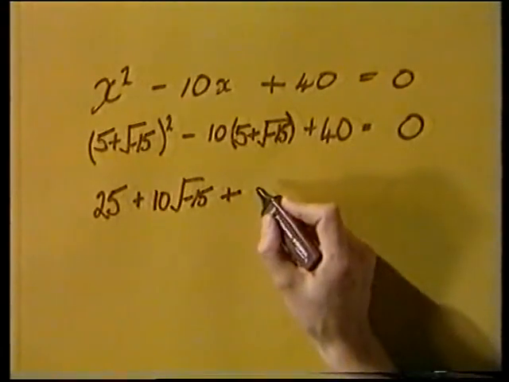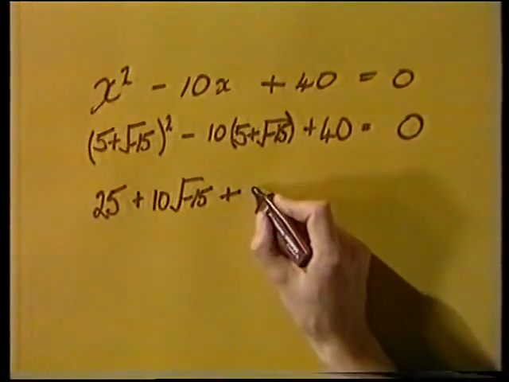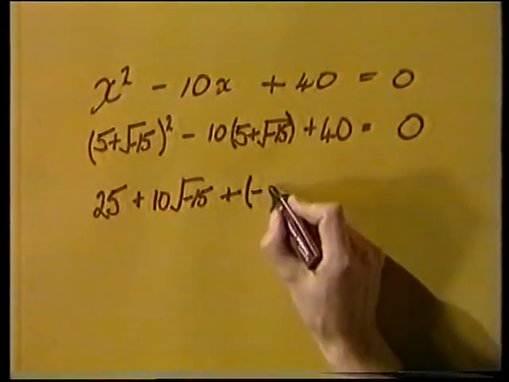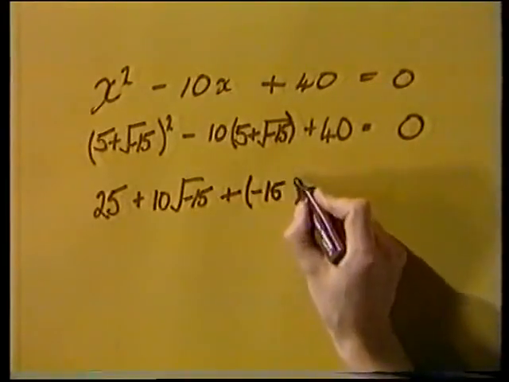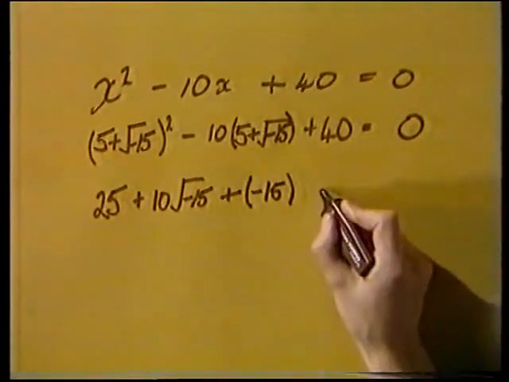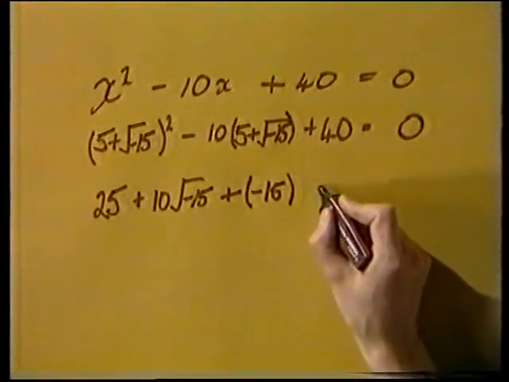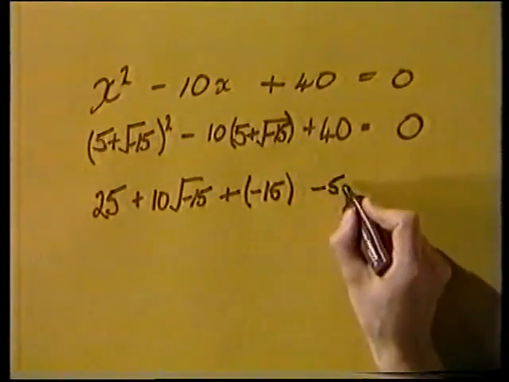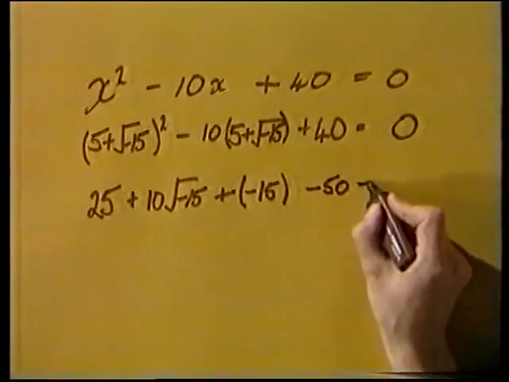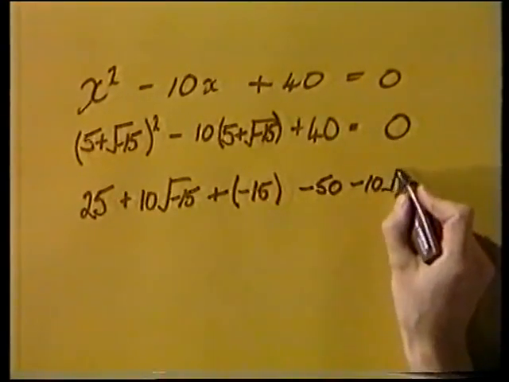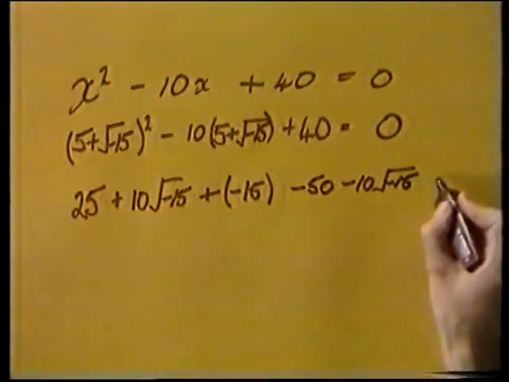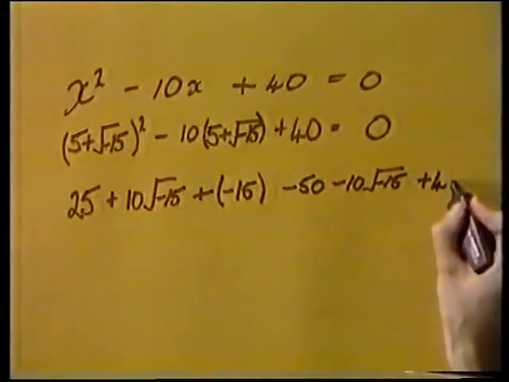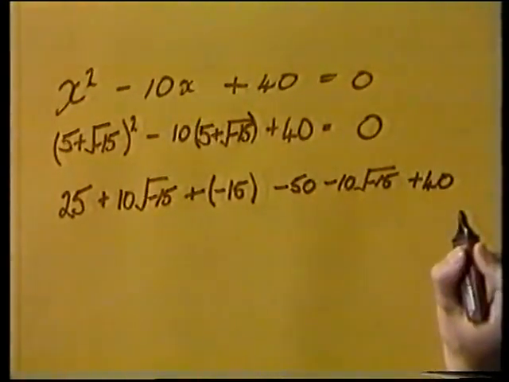Well, the square of the square root of something must be the thing itself. So whatever that root of minus 15 is, its square anyway is minus 15. That's the first bracket. For the second bracket, well, minus 10 times 5 is minus 50, and then I have minus 10 lots of the square root of minus 15, and then I must remember to throw in my plus 40.